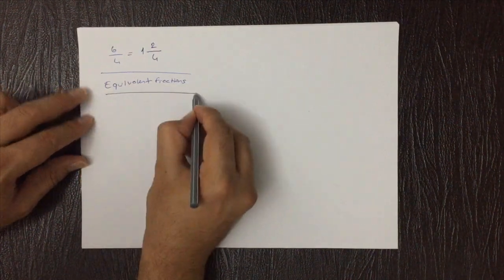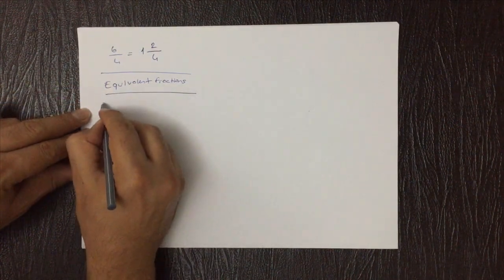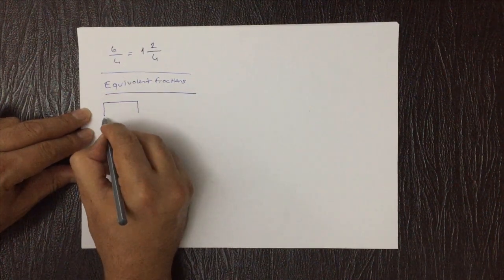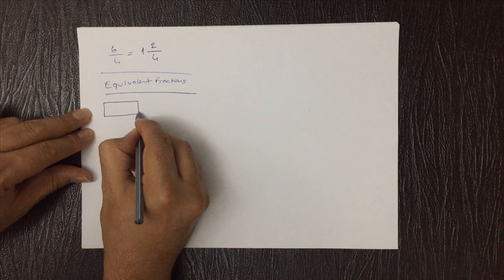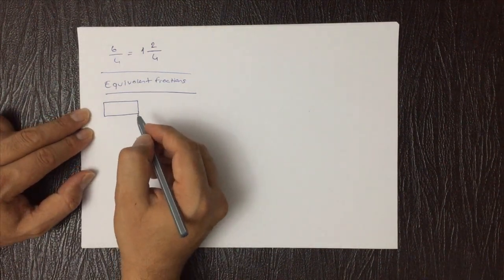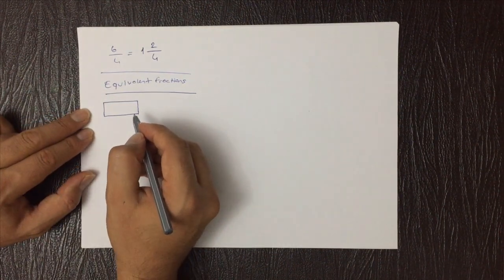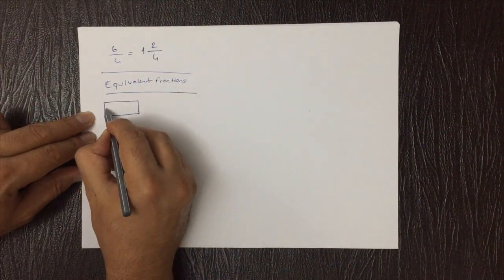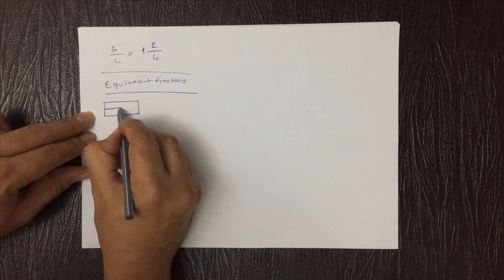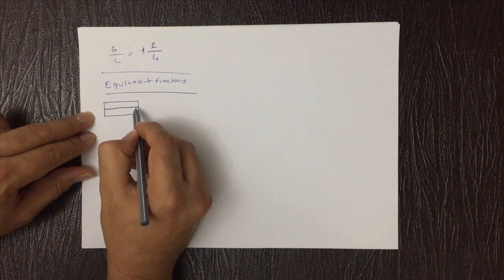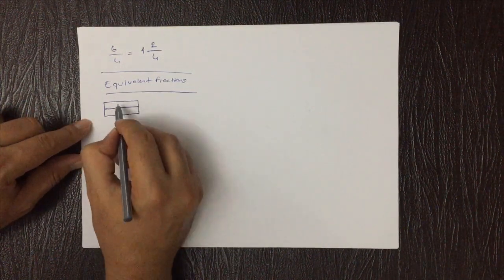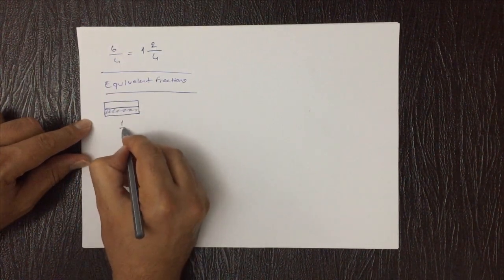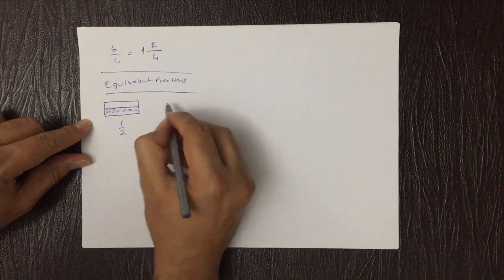Equivalent fractions. Okay, what is that? For example, this is the wall. It is something like a pool. So you are cutting the pool into two equal sides, and you are choosing one here. So what is that? It is 1 out of 2.